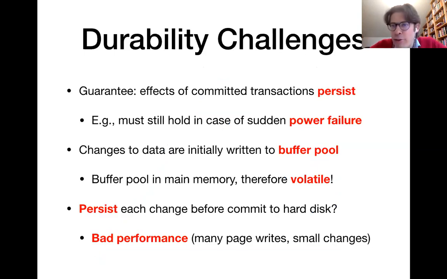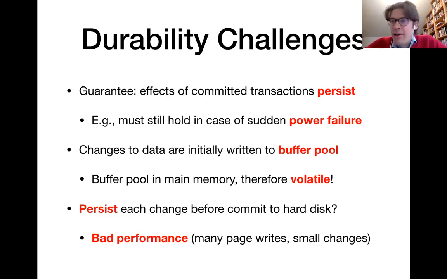Let's first of all discuss challenges related to durability, which essentially means we guarantee that the effects of all committed transactions persist even if there is a system crash. Now, initially, once the transactions change data, their changes are written, first of all, to pages in the buffer pool. And as we have seen, the buffer pool is the main memory portion that is essentially reserved to the database system. And since it lives in main memory, it means it is volatile. And once the power cuts, all the content of the buffer pool will be lost.